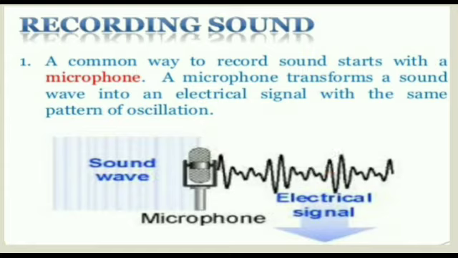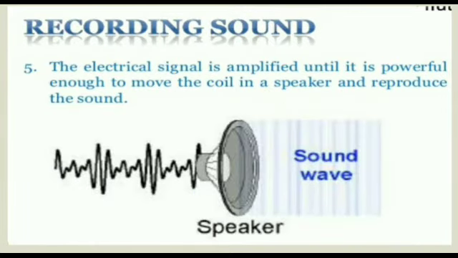Okay students, now continuation. The electric signal is amplified until it is powerful enough to move the coil in the speaker and reproduce the sound. The sound wave is converted into an electric signal with the help of a microphone, and in the same way the output is given by the speaker. In the speaker, the output is a sound wave, because the electric signal is converted into a sound wave with the help of an amplifier and reproduced by the speaker. So the speaker is the output, right?